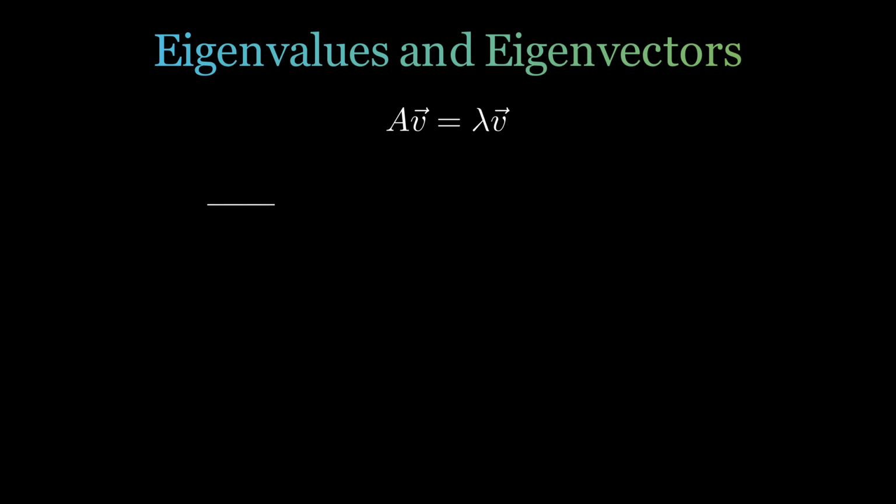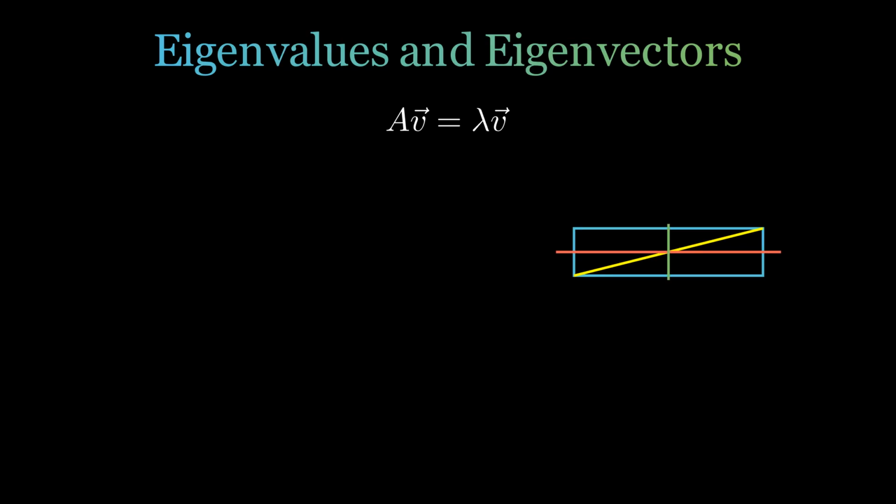Let me illustrate this with a visual analogy. Imagine you have a special stretchy sheet. When you stretch it, most lines on it change direction. But some special lines only get longer or shorter, keeping their original direction. Eigenvectors are like those special lines. And eigenvalues tell us how much they stretched or shrunk.